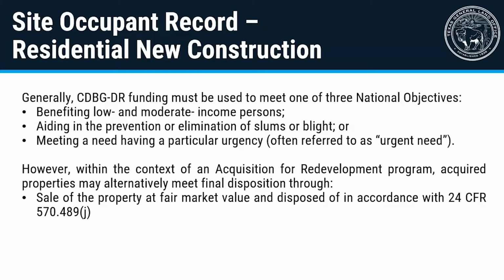Generally, CDBG DR funding must be used to meet one of 3 national objectives: benefiting low to moderate income persons, aiding in the prevention or elimination of slum or blight, or meeting a need having a particular urgency, often referred to as urgent need. However, within the context of an acquisition for redevelopment program, acquired properties may alternatively meet the disposition through the sale of a property at fair market value and disposed of in accordance with 24 CFR 570.489J.